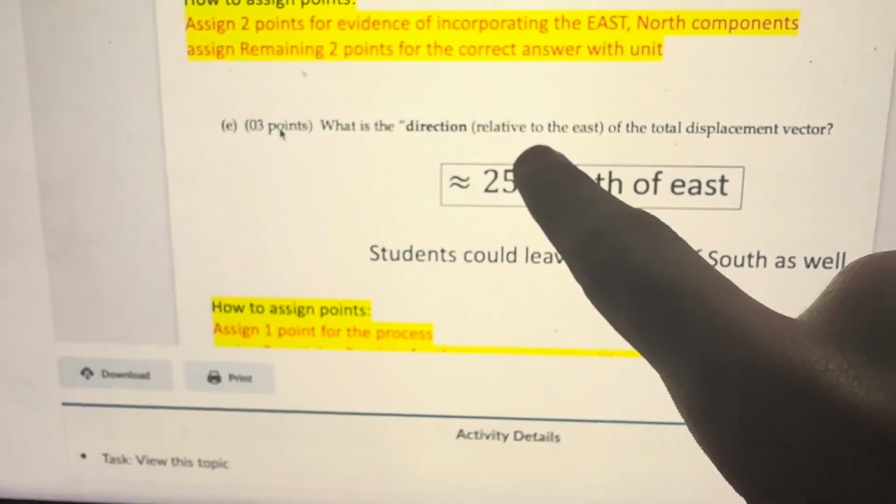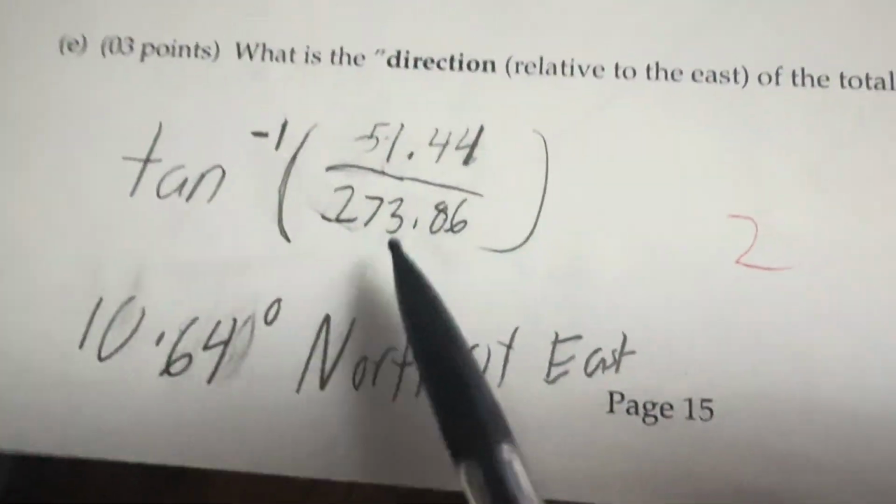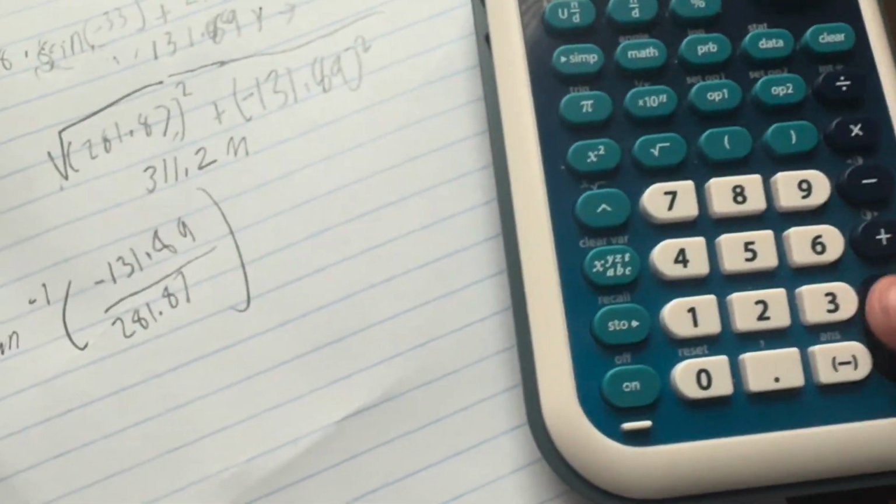So finally, we're asked for the direction relative to east. So east will be our final component vector. Going back to the work, all we have to do is use arctangent, and then our y component over our x component. So it'll be arctangent, or tangent to the power of -1, and then our y component, which is -131.89, over 281.87, which is our x component. I'm just going to plug this in right now, just so I make sure I don't have any errors in mine.